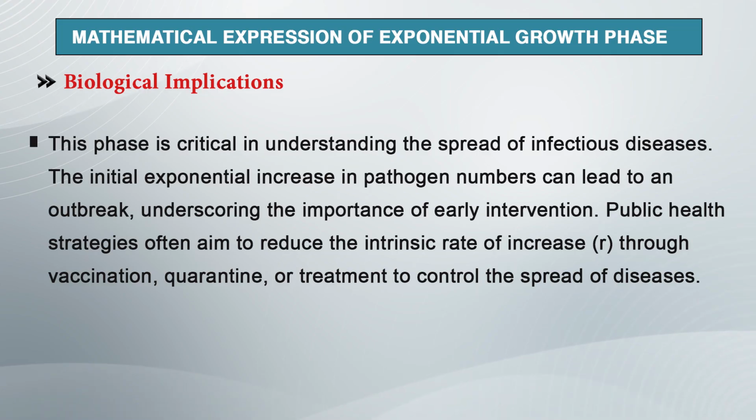Public health strategies often aim to reduce this intrinsic rate of increase through vaccination, quarantine or treatment to control the spread of the disease, which you saw in India during the COVID-19 period. What did we do? We applied some public health strategies. We quarantined the individuals coming from other countries, whom we thought to be infected by COVID-19 virus. So, this helped in the control of the spread of COVID-19.